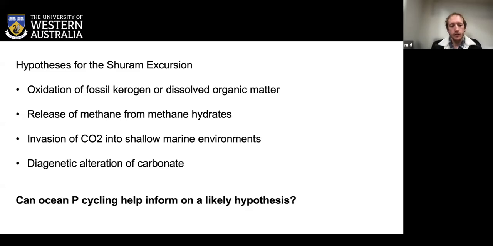When we conducted this study, we thought, can we try to tease apart these hypotheses based on what the phosphorus cycle was doing throughout this excursion? The reason we thought we could do that with phosphorus was because phosphorus is so intimately linked with the carbon and oxygen cycles that it may very well shed some light on what was happening throughout this really interesting carbon cycle perturbation.